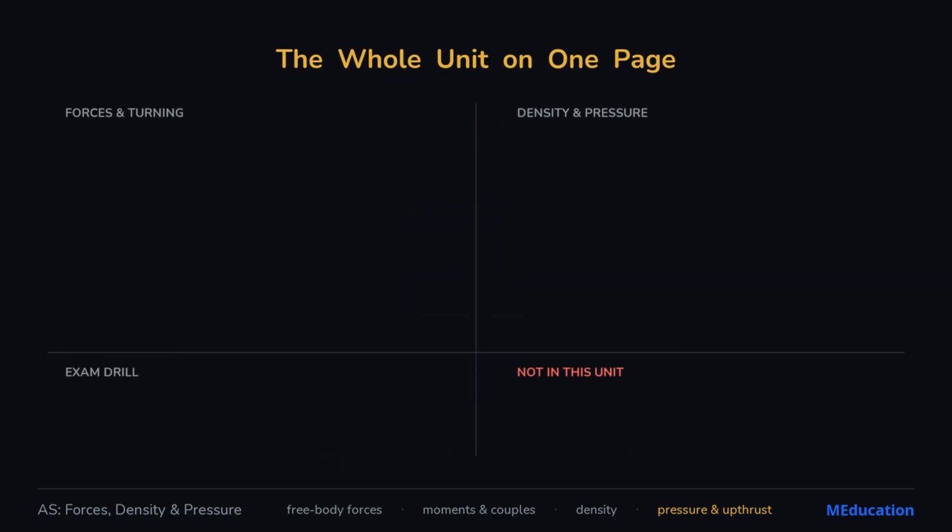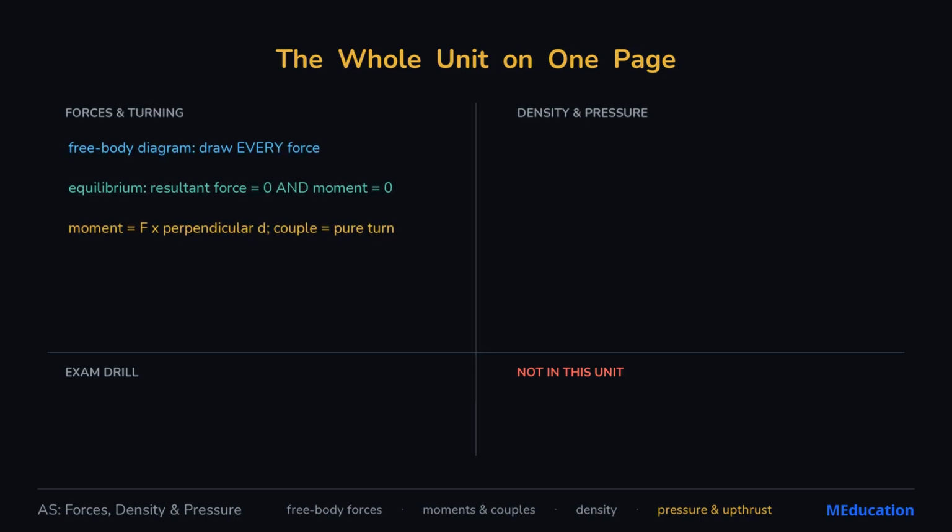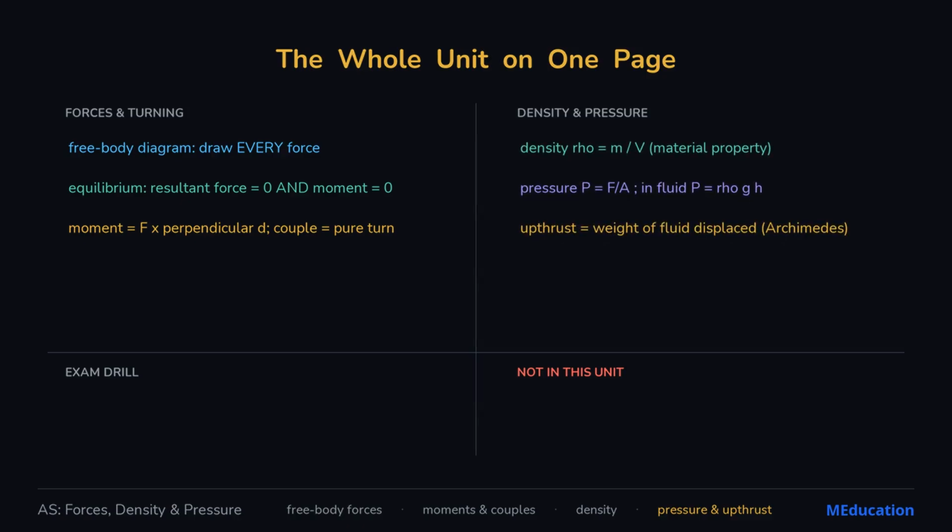Here is the whole unit as one poster. Draw every force on a free body diagram. For equilibrium, 2 things must be true. The resultant force is 0, and the resultant moment is 0. A moment is force times perpendicular distance, and a couple is 2 equal opposite forces giving pure rotation.